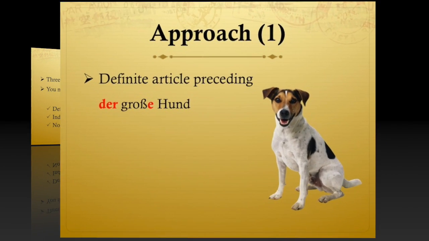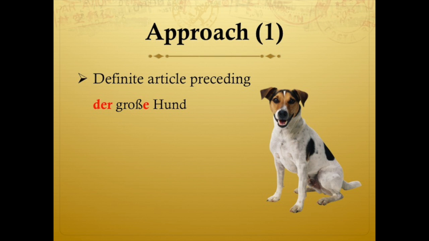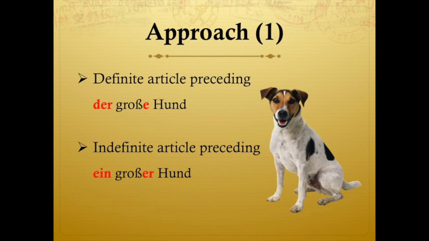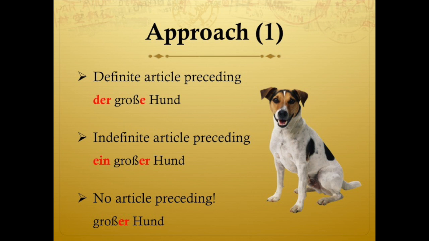So let's look at definite article preceding. We have der große Hund. Indefinite article preceding, ein großer Hund. And no article preceding, großer Hund. So depending on what you're talking about, are you talking about the big dog, a big dog, or just big dog, you have to apply the correct article and adjective in German.